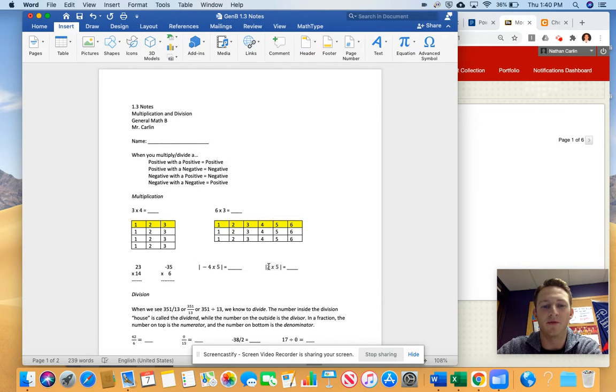Over here we have the absolute value of 2 times 5. 2 times 5 is 10. The absolute value of 10 is a positive 10. So the absolute value just makes the number positive.